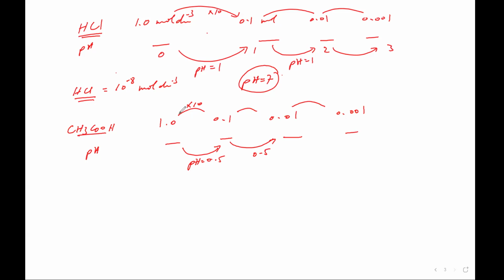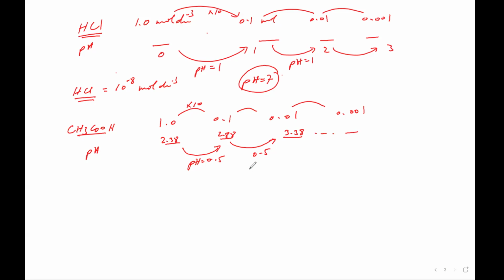For example, here it is 2.38. This will be 2.88. This will be 3.38, and so on. So you will see that the pH increases by 0.5 each time. Okay, let us go to the titration.